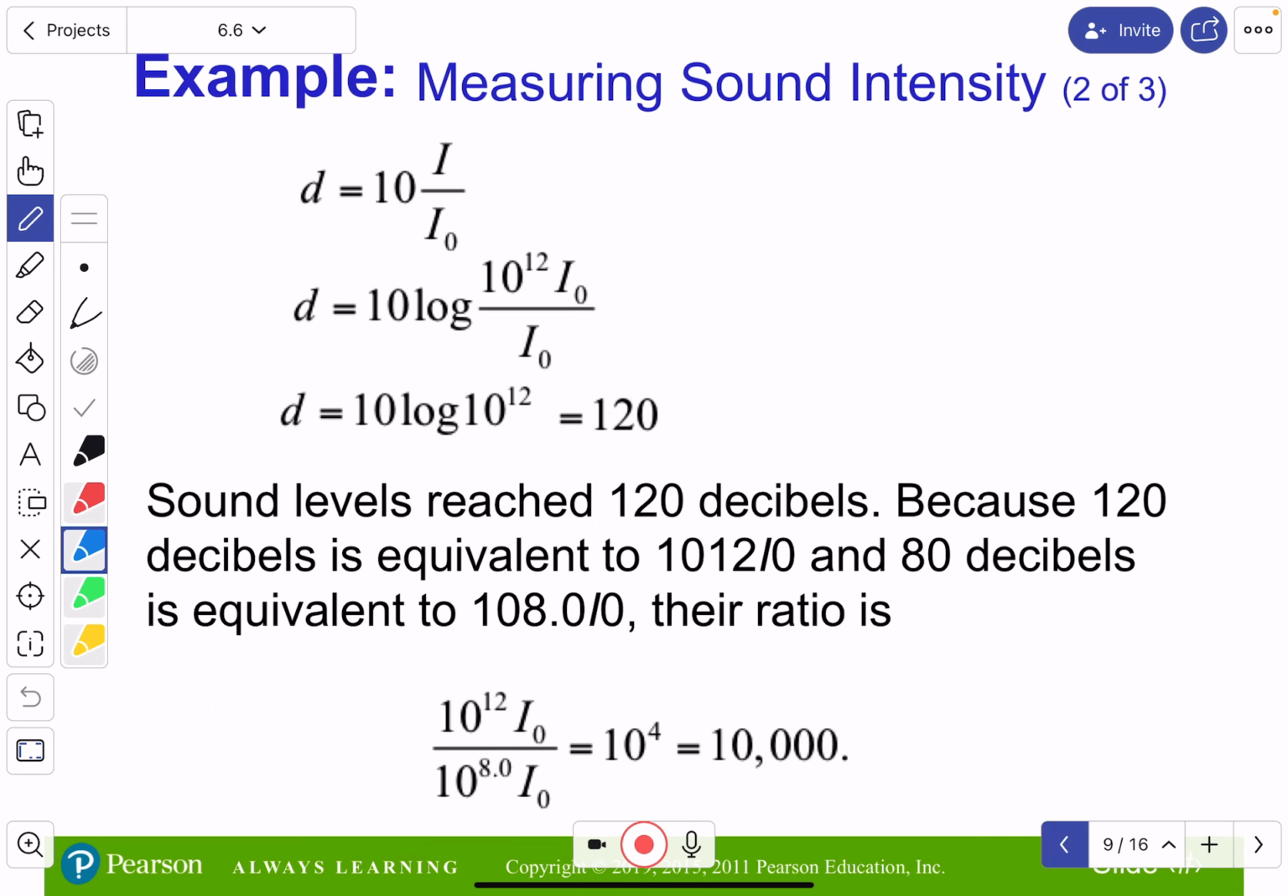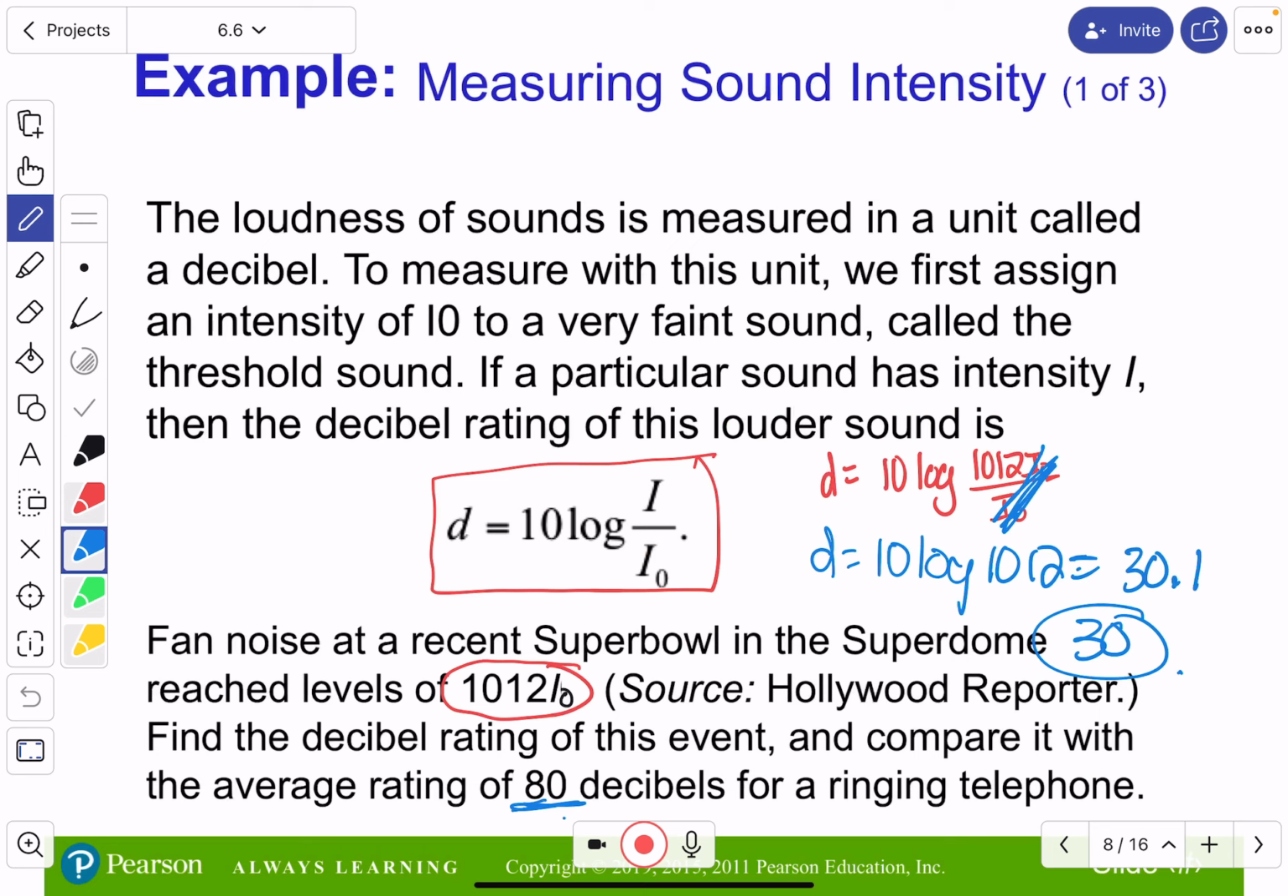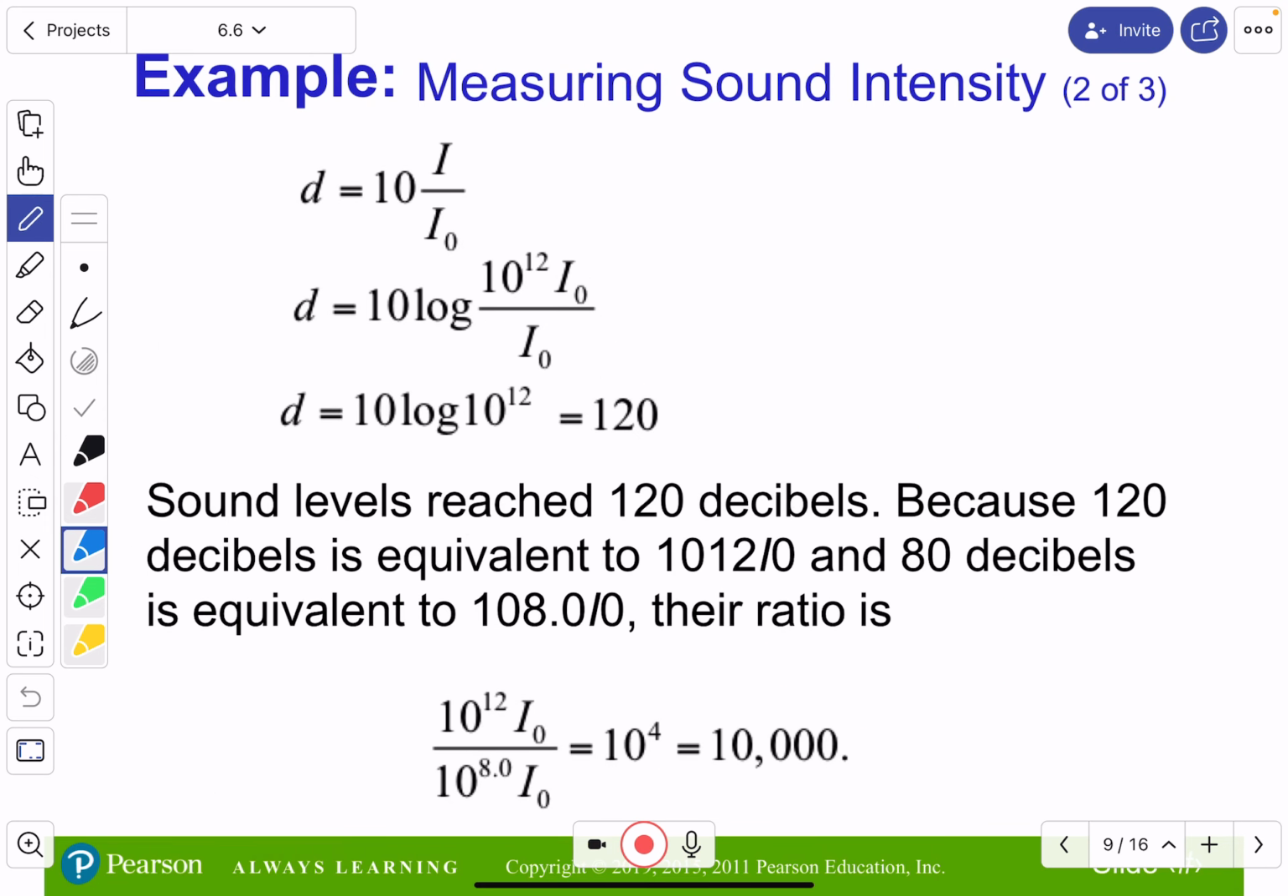Well, I did something wrong. 10 to the 12th. Oh, okay. Well, because of the way this was written, it didn't have the exponent. If you did it with the exponent here, 10 to the 12th, the I0s would still cancel. Type that and you get 120. That makes much more sense. 120 decibels is a lot more than 80 decibels.